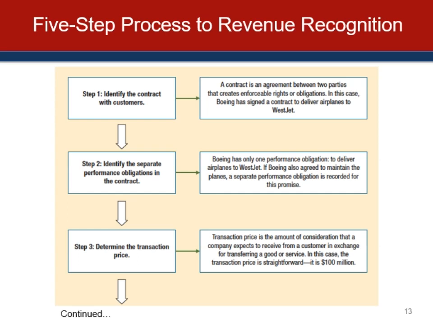Then we need to determine the transaction price, and the transaction price is the amount of consideration that the company expects to receive. It may be stated as a price in the contract. It may be contingent on some future event. There's a number of different ways that we can introduce some complexity into the idea of the transaction price. But in this case, Boeing has agreed to deliver airplanes, and WestJet has agreed to pay $100 million.